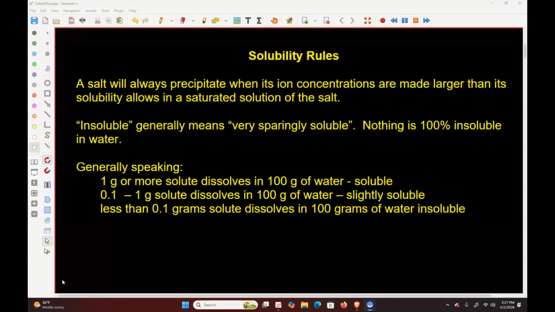Generally speaking, if something is soluble, then we get an appreciable amount of the substance being dissolved. So the example I'm giving here, 1 gram or more solute dissolves in 100 grams of water is said to be soluble. And we're going to say that everything less than that, even slightly soluble or insoluble, we're going to treat those as insoluble.